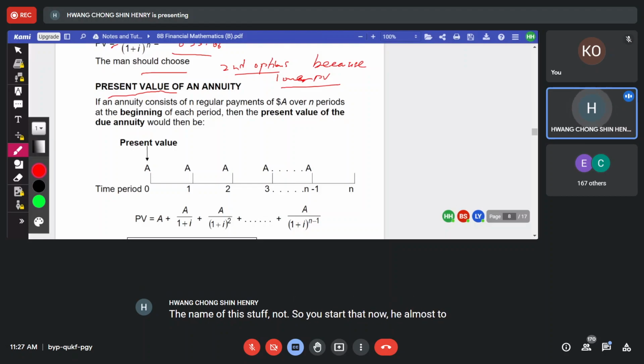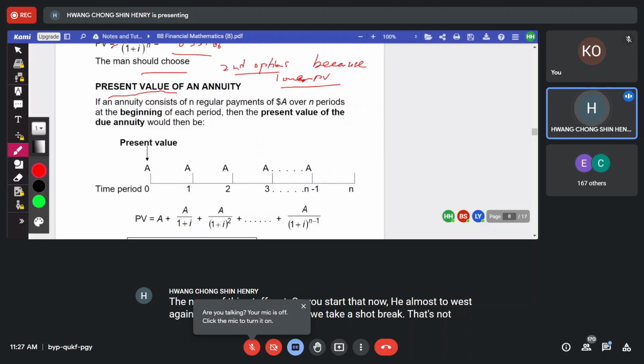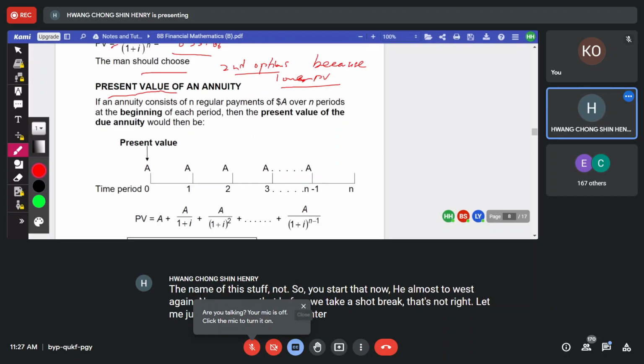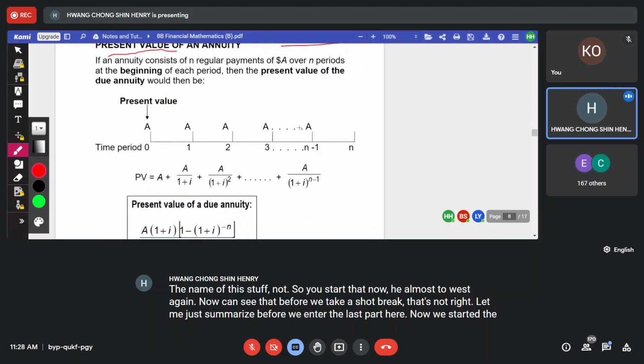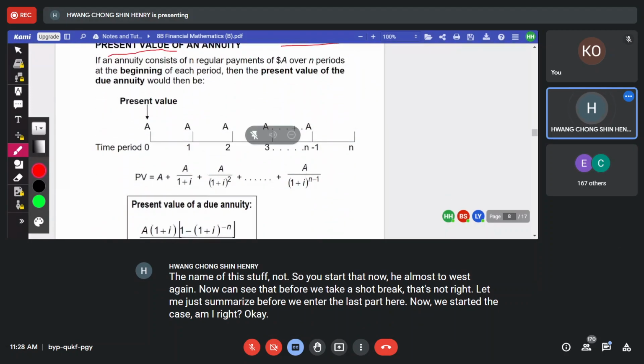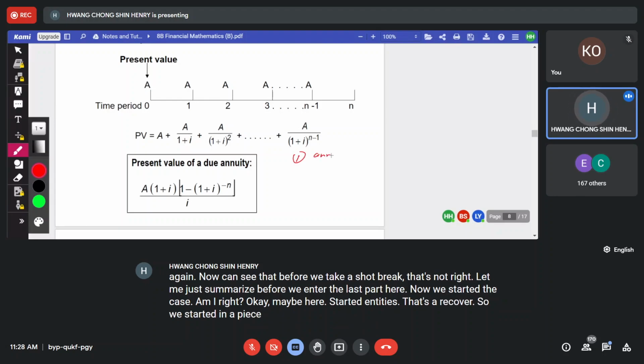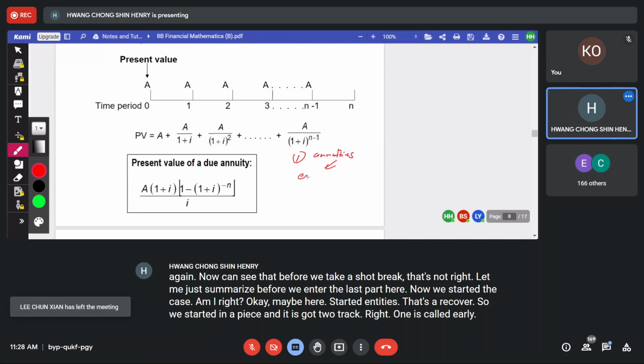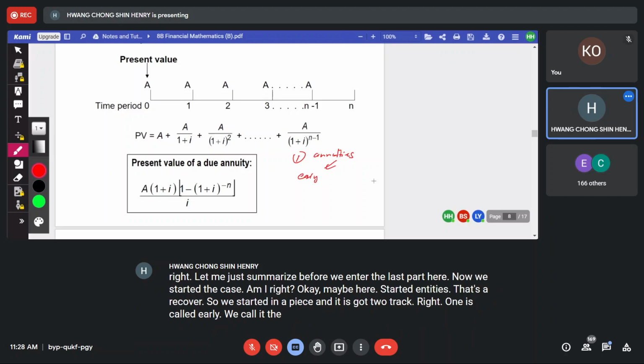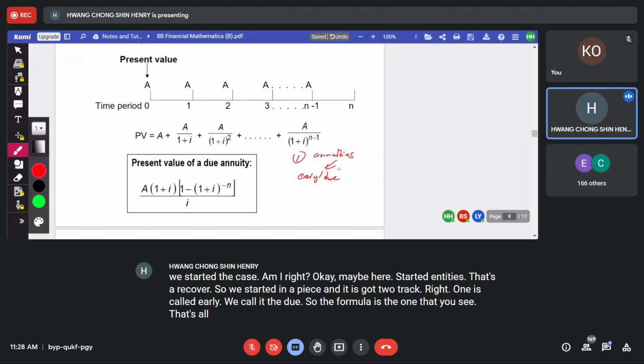Now, you can see that before we take a short break just now, let me just summarize before we enter the last part here. We started with annuities. That's a recap. Annuities have two types. One is called early, we call it due. So the formula is the one that you've seen just now. The other one is called late, we call it ordinary.